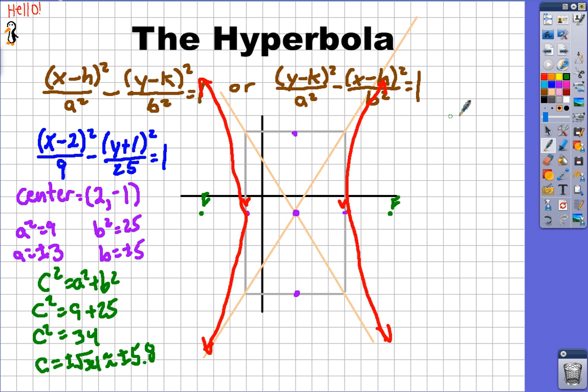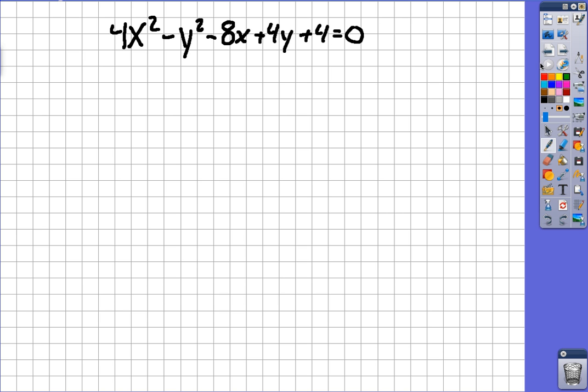Hope that helps there. Let's take a look now at what we do if we're given an equation in standard form here. Well, we're going to have to complete the square. And we're going to have to complete the square twice for the variable x's and the variable y's. So the first thing we have to do is isolate those x values. So 4x squared minus 8x go together, plus then the y values minus y squared plus 4y. And then let's move that 4 on over to the other side and say equals -4.